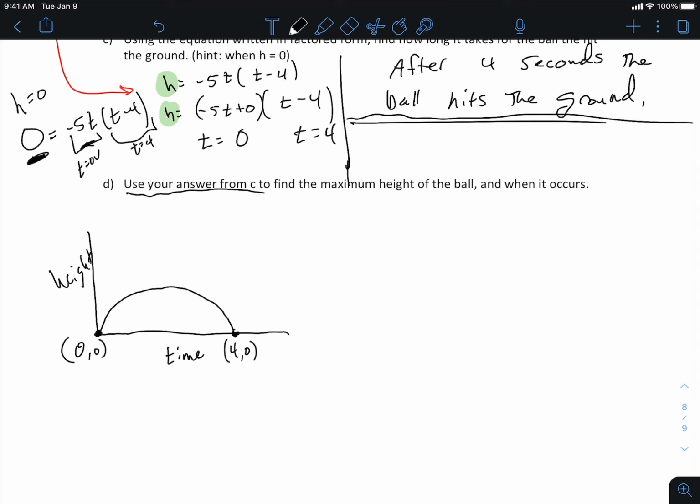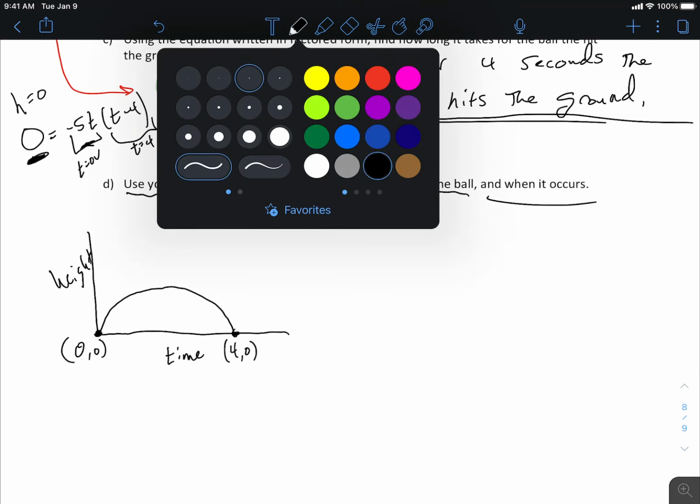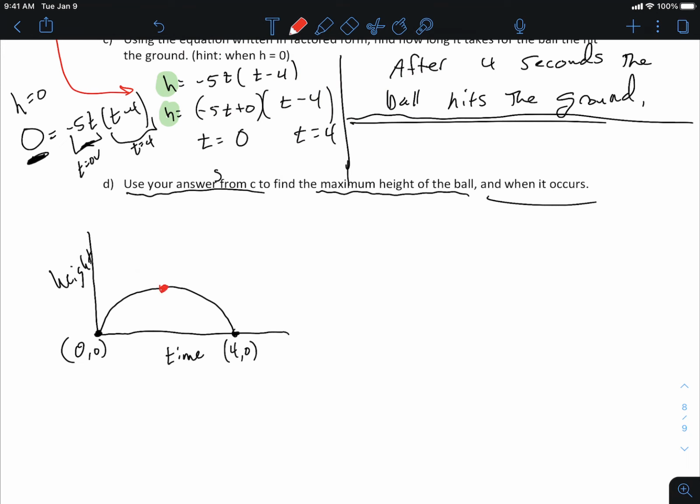Now, use your answer from C, or answers, I suppose I should say, to find the maximum height of the ball and when it occurs. Well, we know the maximum height must occur at the vertex, right? Where does that vertex occur? Well, there's an axis of symmetry, where the parabola gets broken into two halves that are identical. And you're figuring out, where is this axis of symmetry? Well, it's exactly halfway between 0 and 4. What's halfway between 0 and 4? t equals 2 is your axis of symmetry.